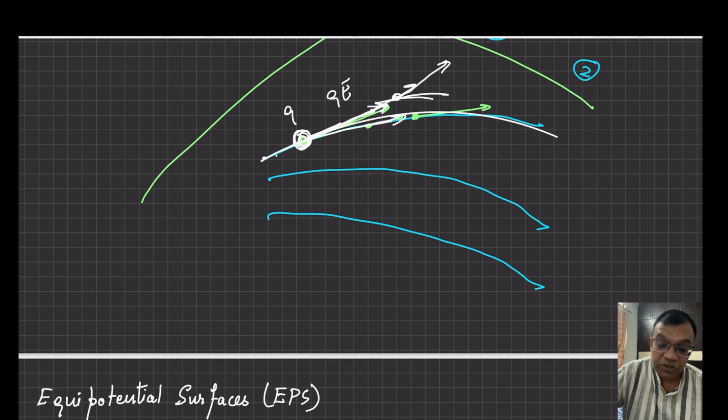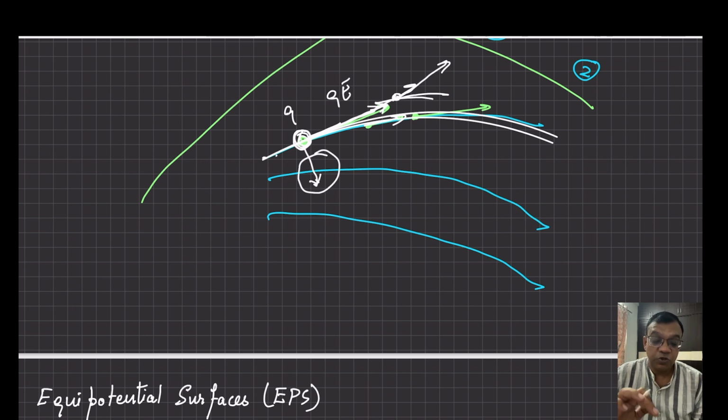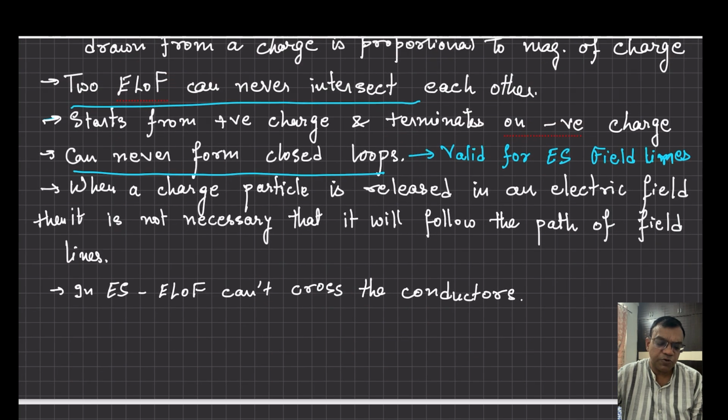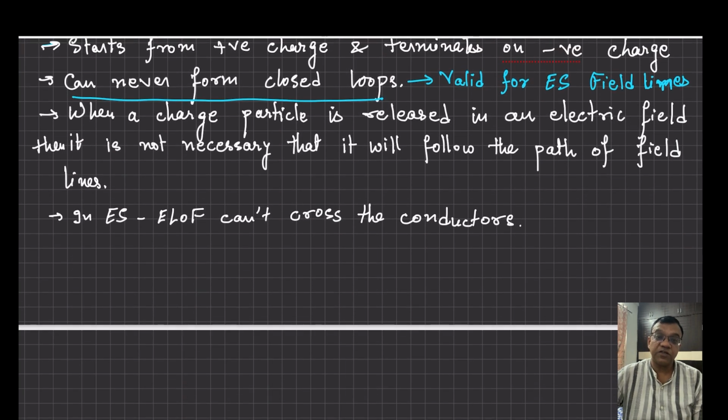But if electric line of force is a curved path, then we need a centripetal acceleration. Who will provide that force? So remember this point, a very nice conceptual statement. When a charged particle is released in an electric field region, it is not necessary that it will follow the path of field lines. It may follow if the field is uniform. If the field is uniform, then it will follow the path of the field line. But if the field is non-uniform, it is not going to follow the path of field lines.